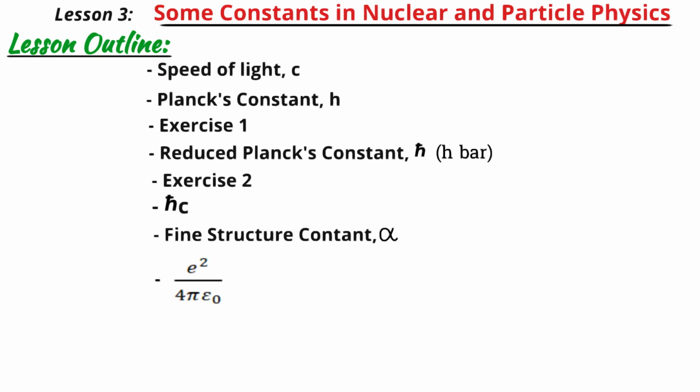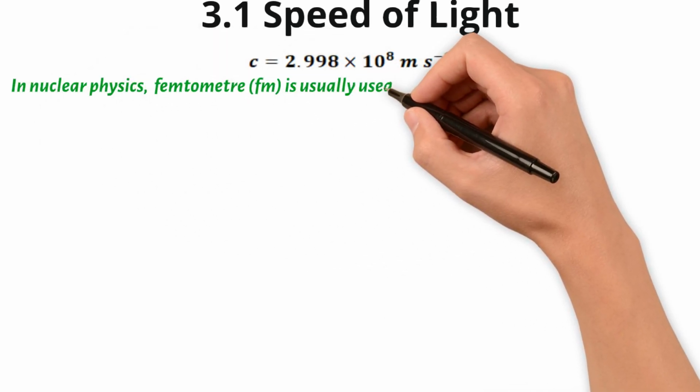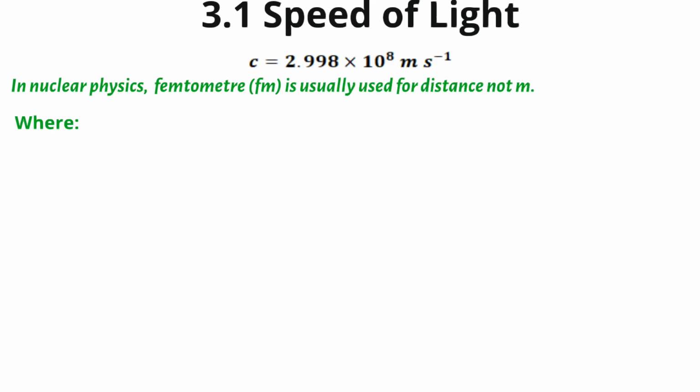So let's go ahead and see how these quantities are expressed using the units that we talked about in our last lesson. We are going to start with speed of light, and from Wolfram Alpha, speed of light c is 2.998 times 10 to the 8 meters per second. Now, the quantity contains meter, and meter is not a common unit in nuclear physics. Femtometer is more common, and we know that femtometer is 10 to the minus 15 meter, or meter is 10 to the 15 femtometer.